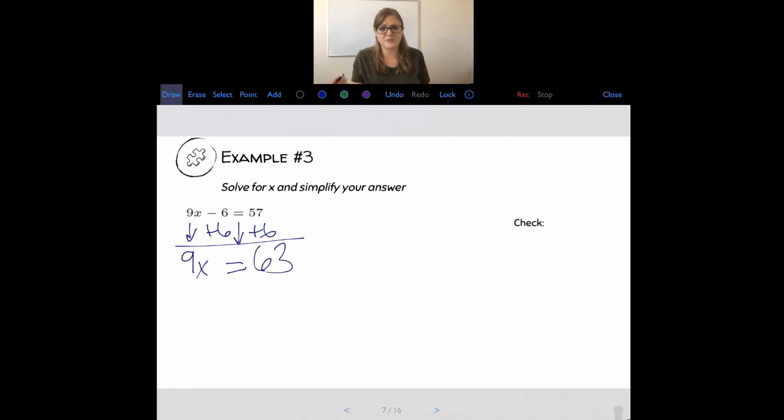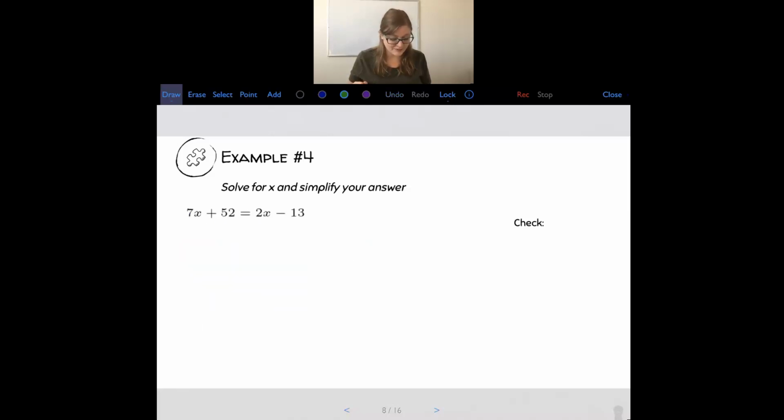Okay, so now we're at the point: 9 times what number is 63? You may see that as x equals 7. Or what you can do is, since the 9 is being multiplied by x, divide both sides by 9 to also get x equals 7. This one checks very similar to the first problem, so I'm not going to go through the process of checking it. Okay. Next, solve for x and simplify.